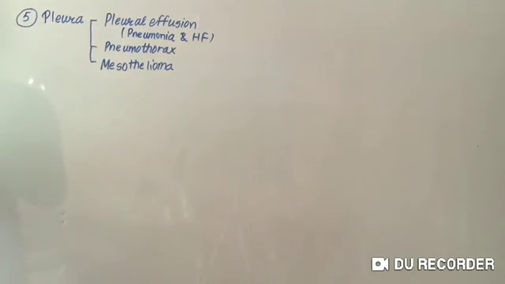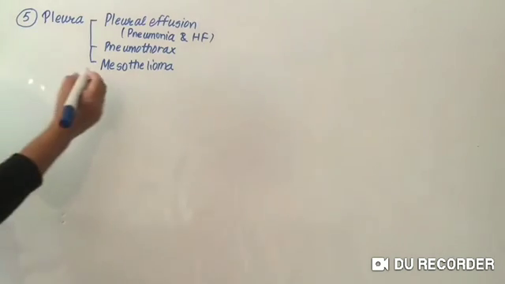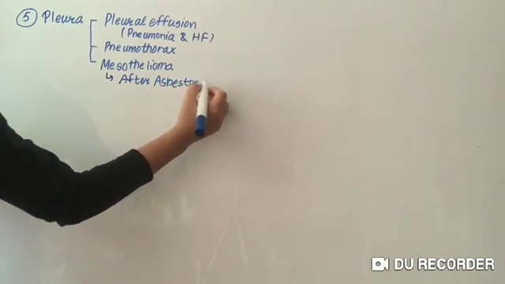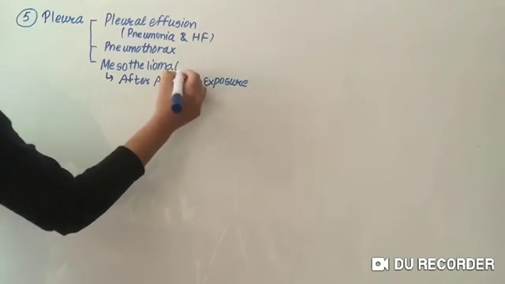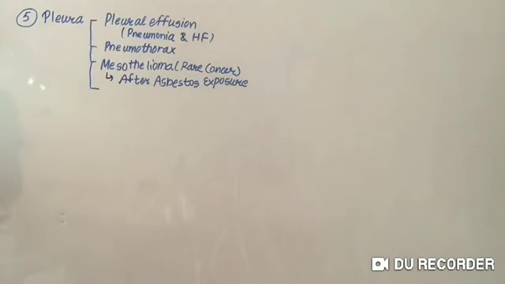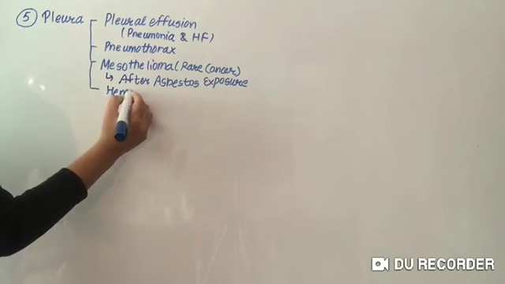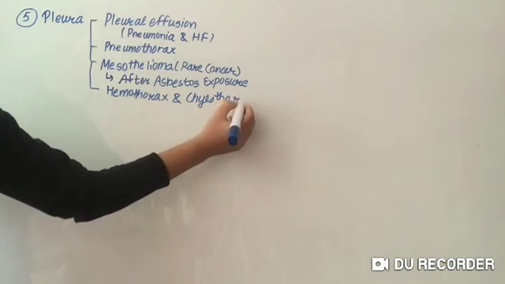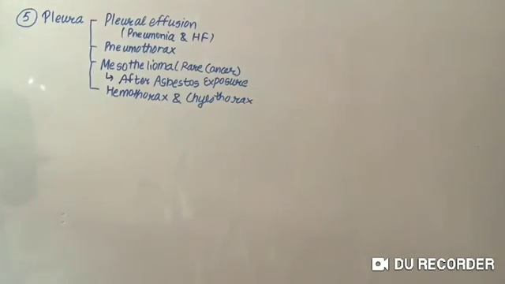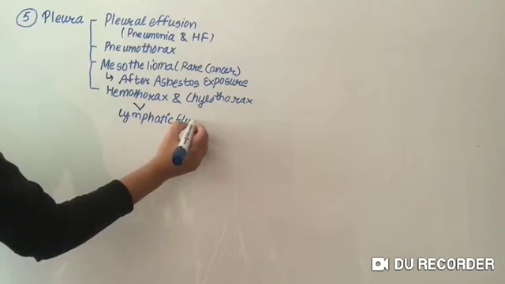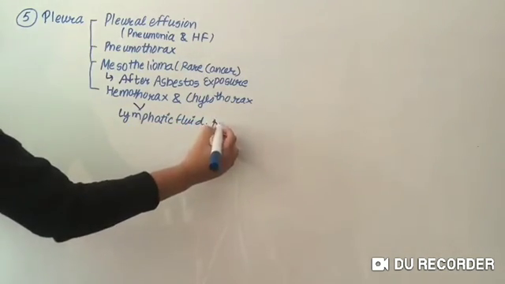Next is mesothelioma. It occurs after asbestos exposure, which can cause cancer. It is a rare cancer. Next is hemothorax and chylothorax. In chylothorax, lymphatic fluid is present in the pleura.